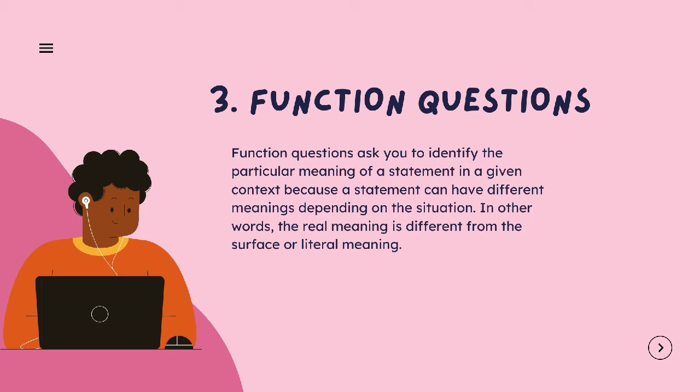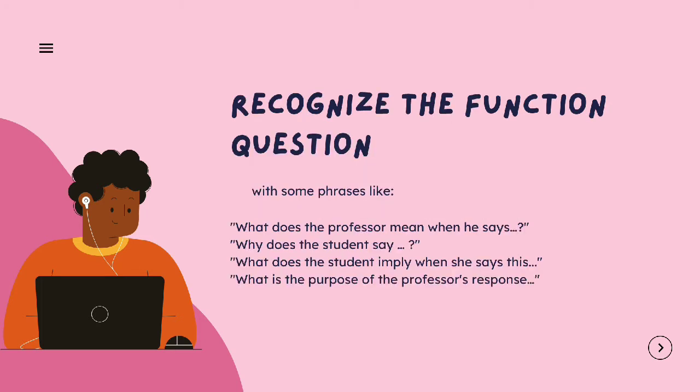For example, if you are in a room with other people and someone says, "It's getting stuffy in here," what they might really be saying is, "Could someone open the window?" You can recognize function questions because they include phrases like, "What does the professor mean when he says?" "Why does the student say?" "What does the student imply when she says this?" "What is the purpose of the professor's response?"